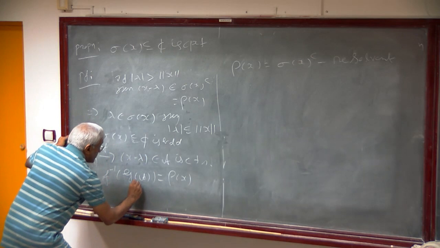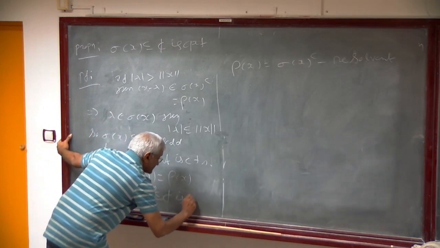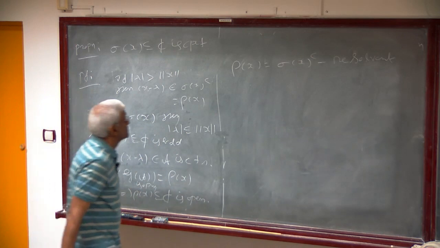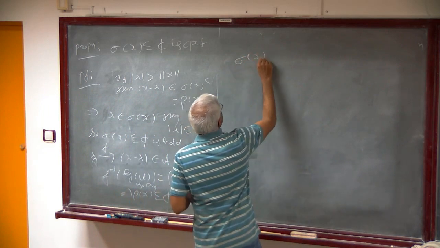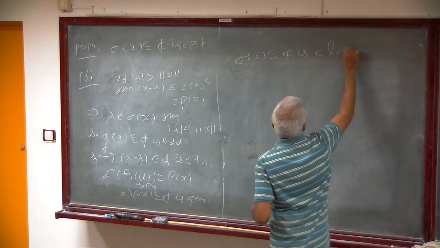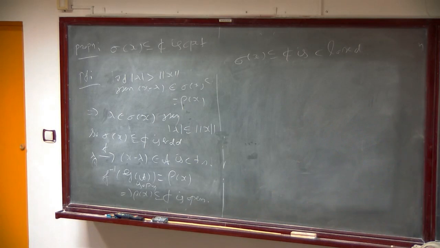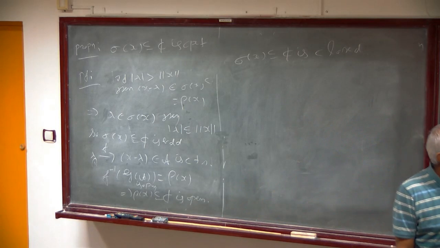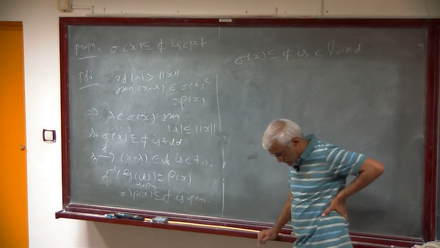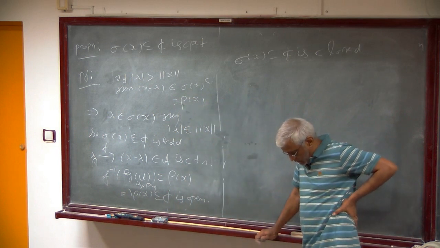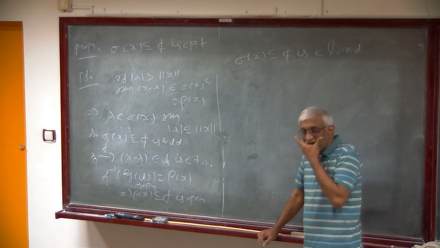But G of A is open. This implies rho X contained in C is open. So sigma X is closed. So spectrum is compact. So spectrum is a compact subset of the complex plane, and we want to prove that spectrum is non-empty.